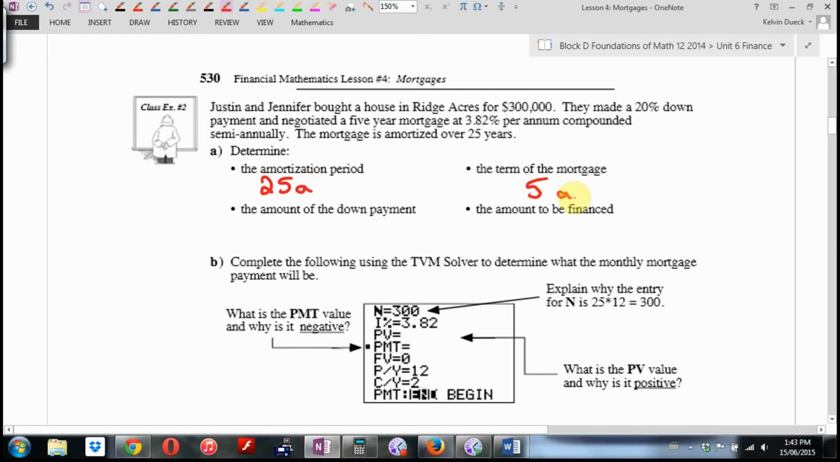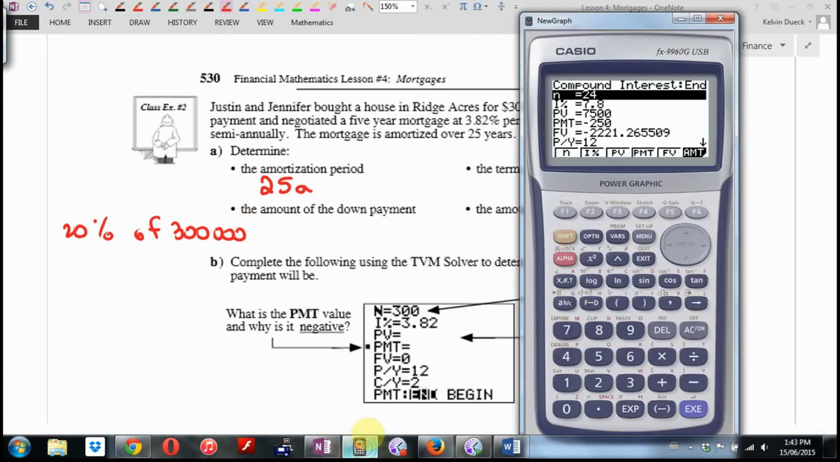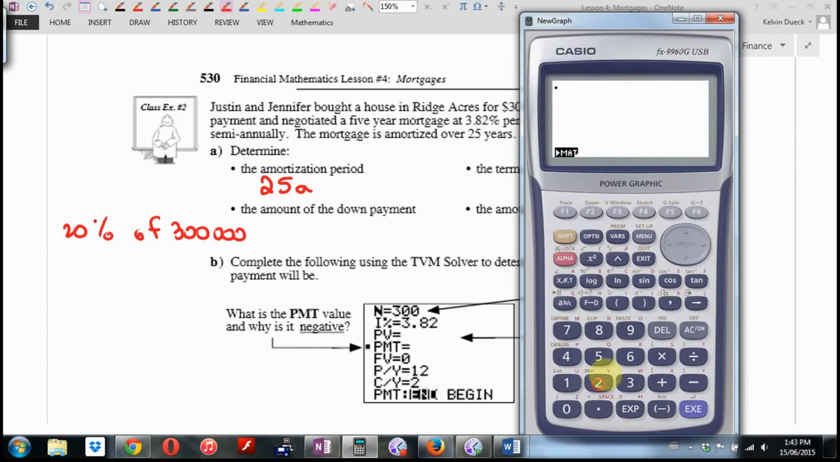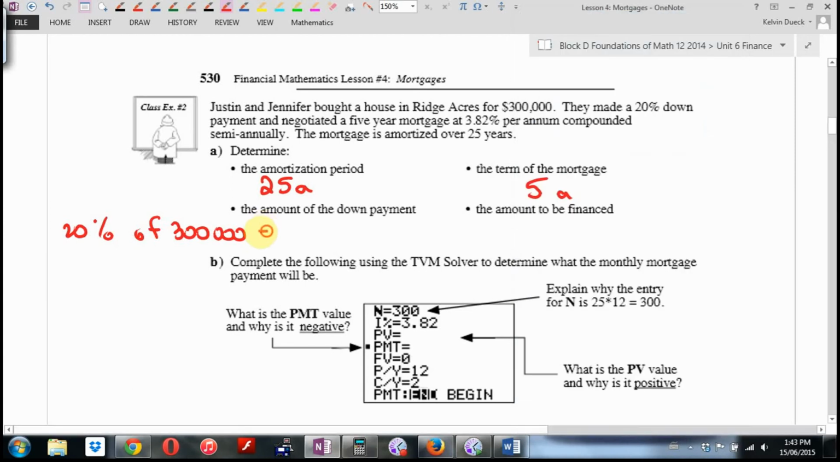What's the amount of the down payment? Well, it's going to be 20% of 300,000. You may recall I said to you, what does of almost always mean? Times. And I can't do math with a percent, I have to make it a decimal. So you can do this in your head, or if you're someone who has to use your calculator, 0.2 times 300,000. $60,000.